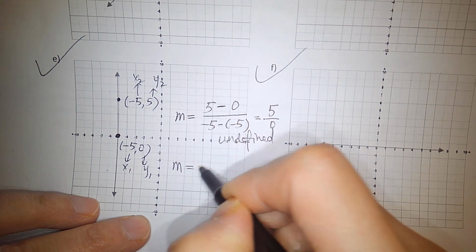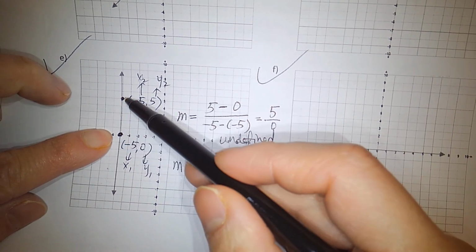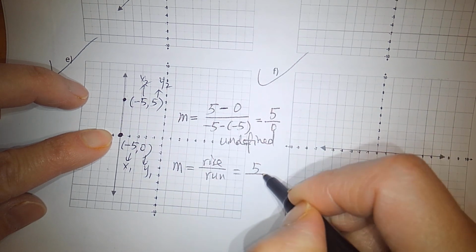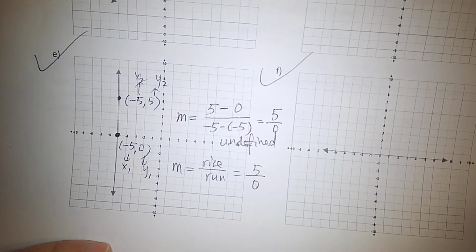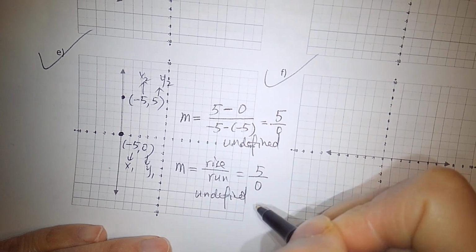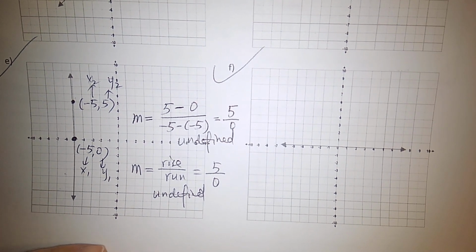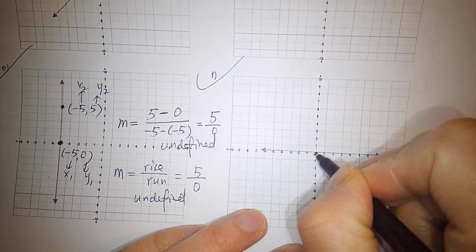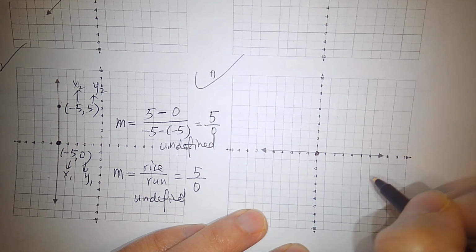What is the second method? Rise over run. From this point to that point, what is the rise? 5 units up, right? How about horizontally? Does it change? 0. So what is 5 over 0? Undefined. Everybody agree with this question? That's the question. I would say this is a straight line on the horizontal axis, right?